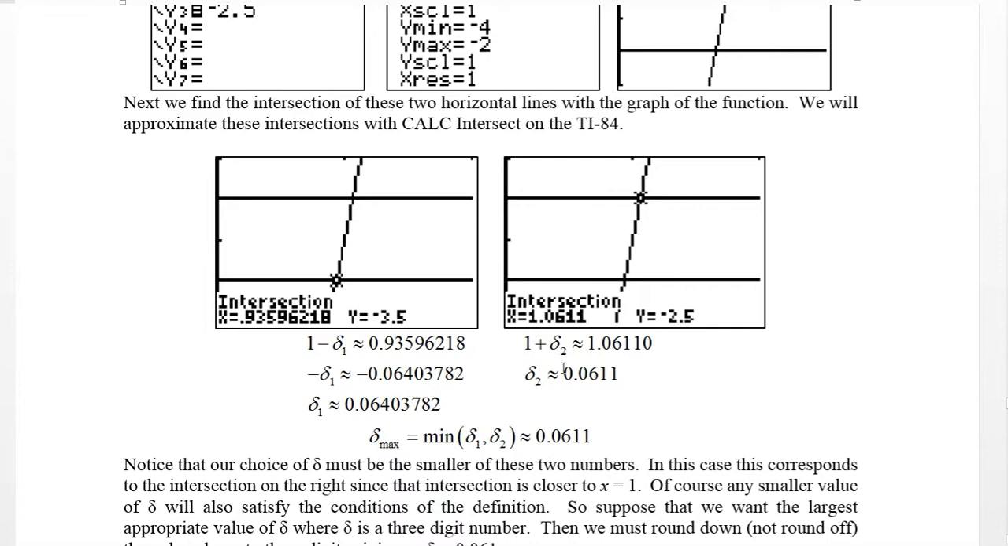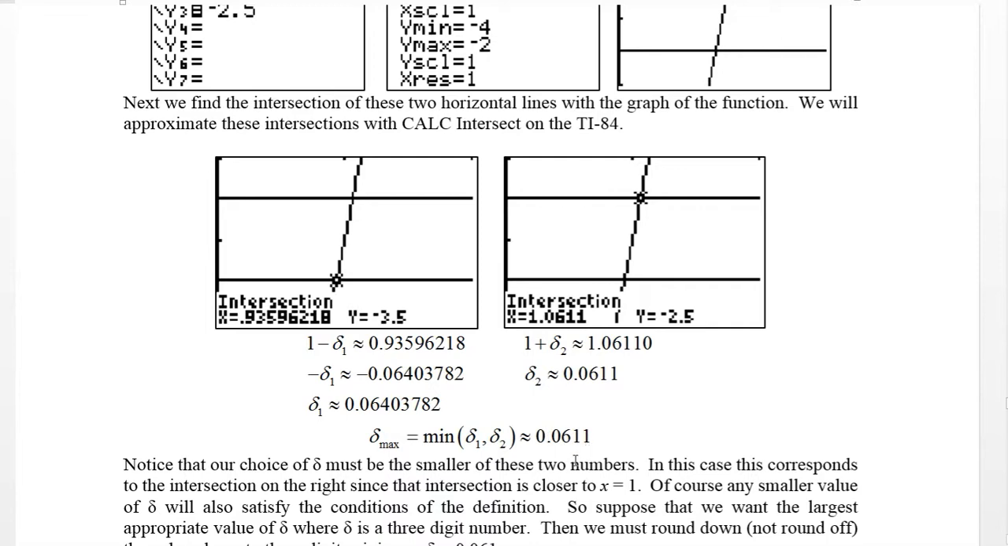Now these are both approximated, so that means our minimum delta is the one on the right. In other words, this right corner is closer to the vertical line at x equals 1 than this left intersection is. So we're going to choose the one that's closest to determine our delta. So the biggest delta we can use is approximately this. Now, any smaller value of delta would work, in terms of making the box so that the graph goes out both sides, and it would of course make the conditions in the definition of the limit true. So you could use, for example, 0.06, or maybe 0.05 would be smaller, or 0.01.